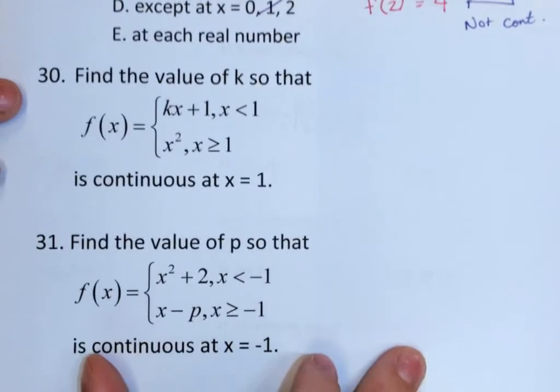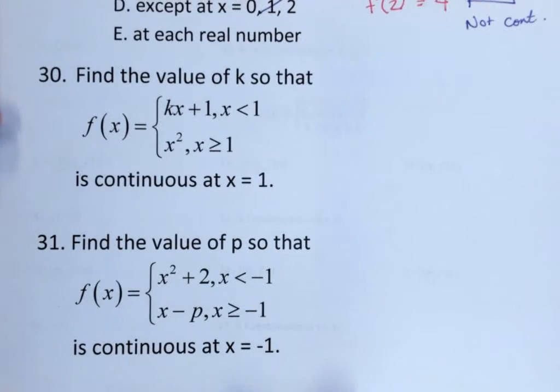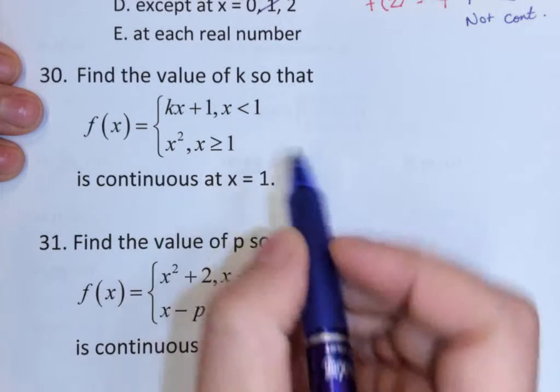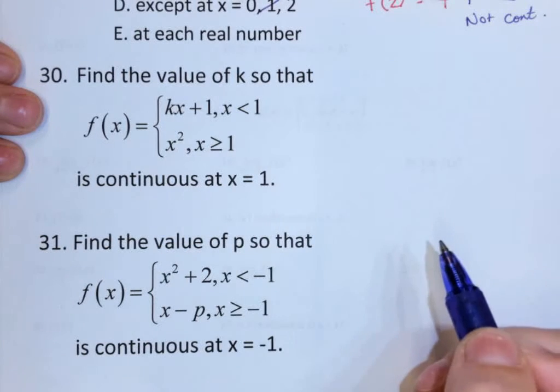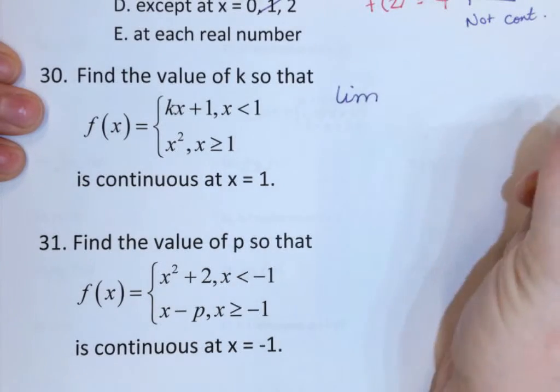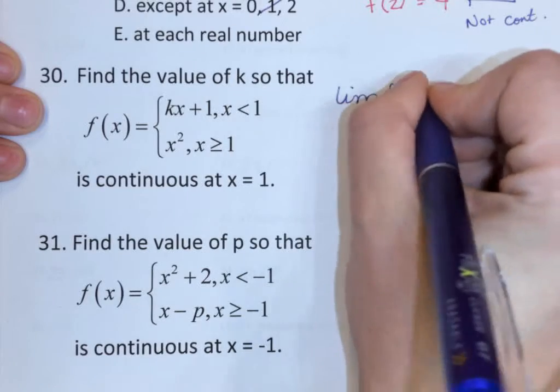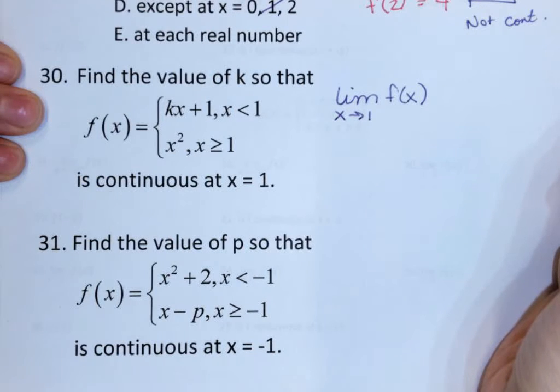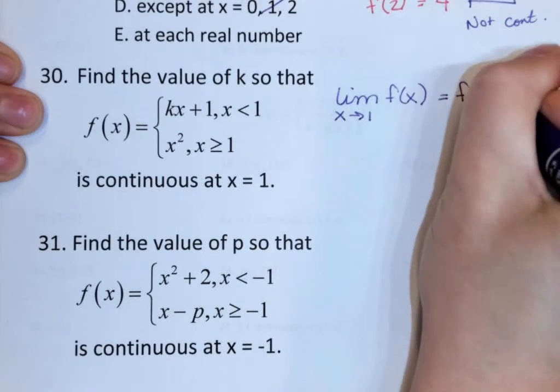I'm going to do 30 with you. You're going to do 31 on your own, and we're going to call it a day. All right, so if I look at 30, in order for something to be continuous, what does that mean? The limit of the function as x goes to that value is what? The same thing as the function at that value.